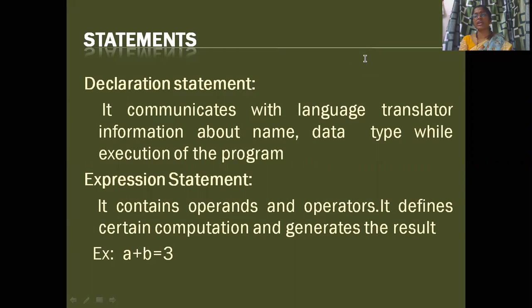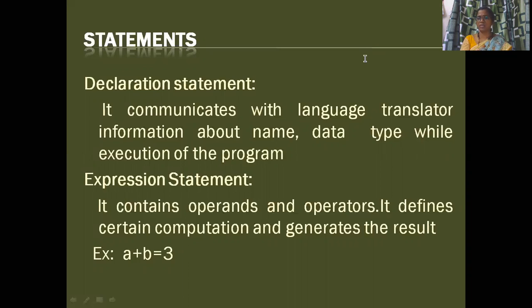So this statement is used to communicate information to the translator. A translator can be a compiler or an interpreter. Our C program uses only the compiler. It gives information about name and data type for the execution of the program.